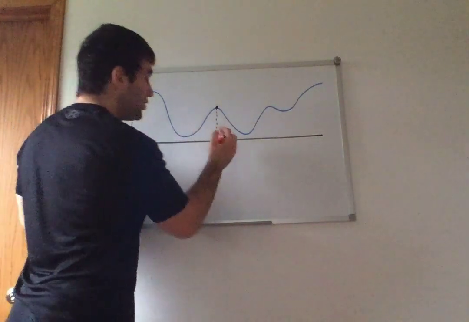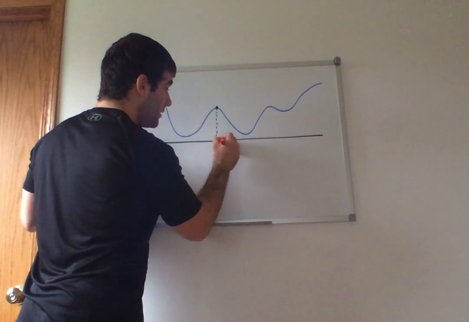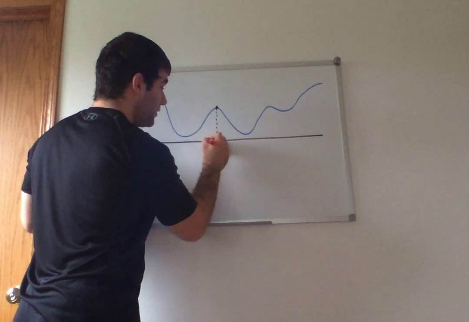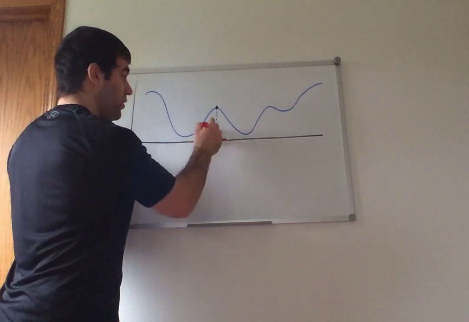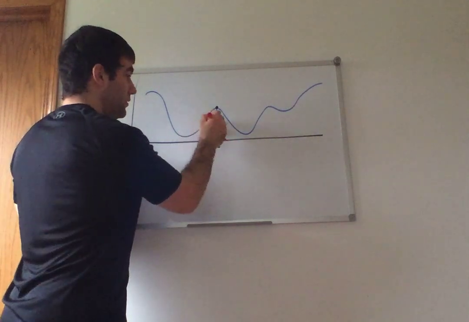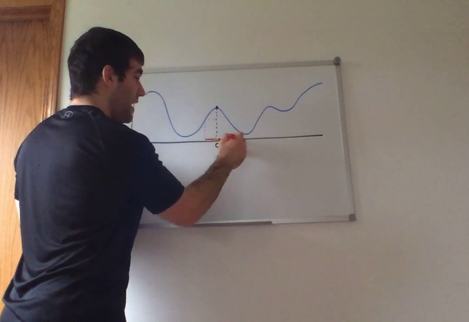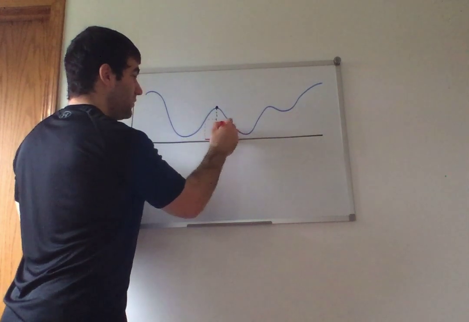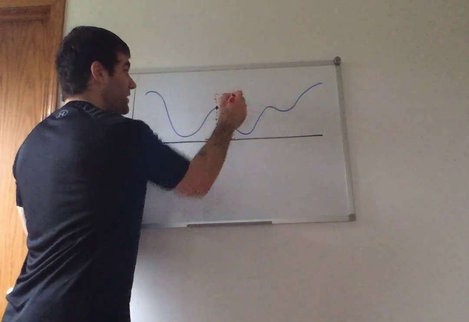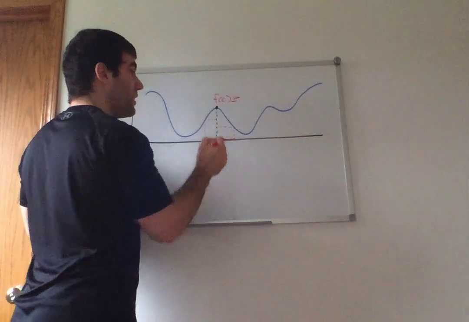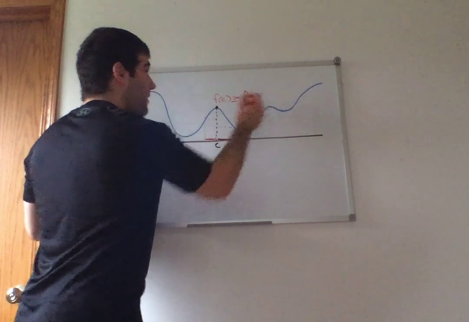So if I choose any x value that is near c, and I go up, you're going to see that anywhere I choose near it, this f of c is always bigger than or equal to f of x.